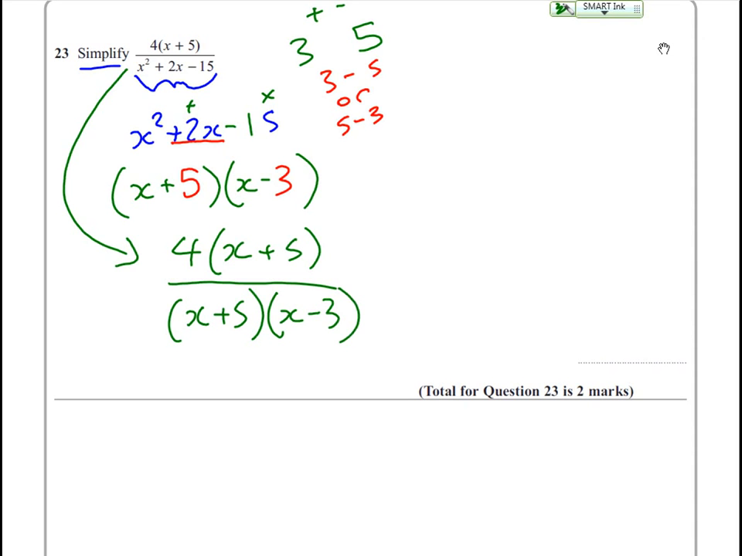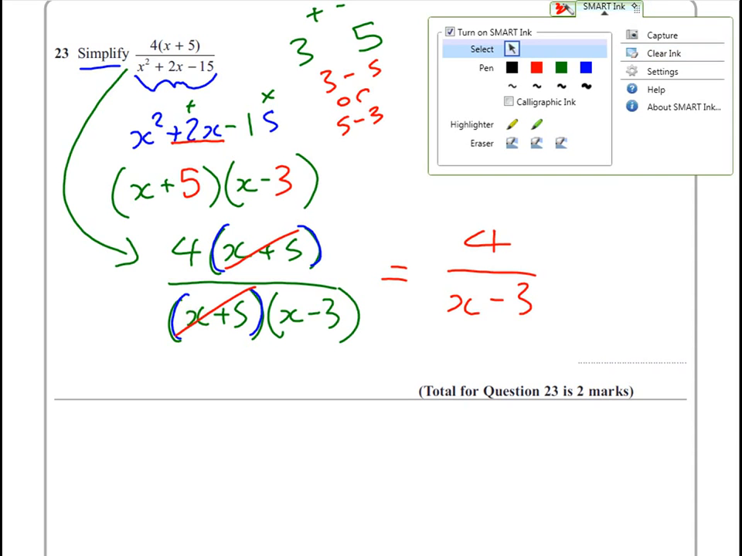Now, what we've got is a common factor of x plus 5 on the top and the bottom. So just like with ordinary fractions, we can divide the top and bottom. In this case, it's by the algebra, x plus 5. So we get 4 over x minus 3 as our final answer. Nice and simple.